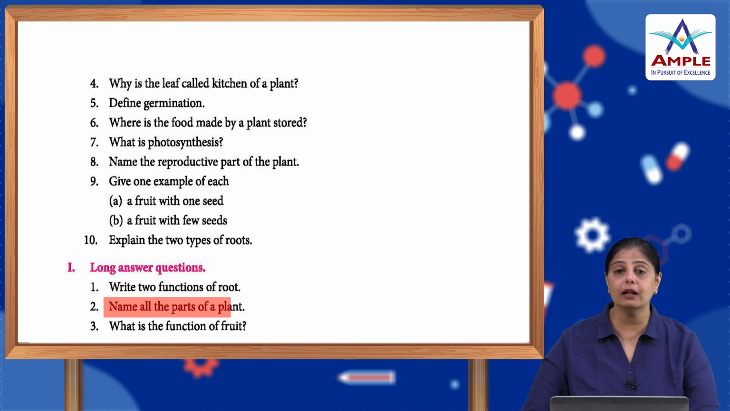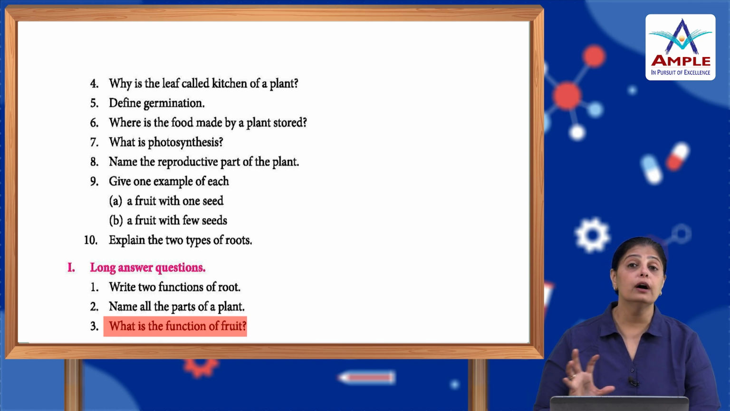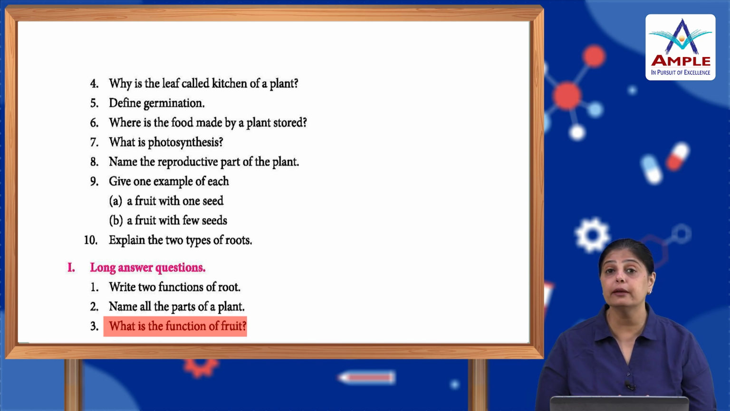Now name all the parts of a plant. Right from root to stems, branches, leaves, flowers, fruits, buds. So you have to write the different parts. And what is the function of fruit? All these things you have to find the answers and write them in detail. I am just giving you a gist of it.